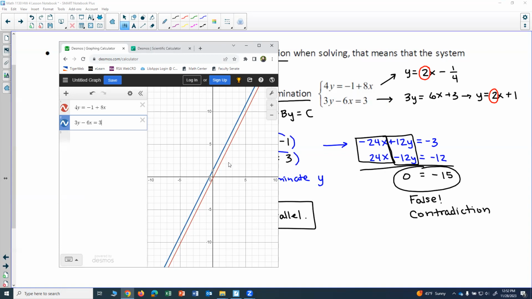And you can see those two lines are parallel. They have the same slope and they never cross one another. So no solution is correct.